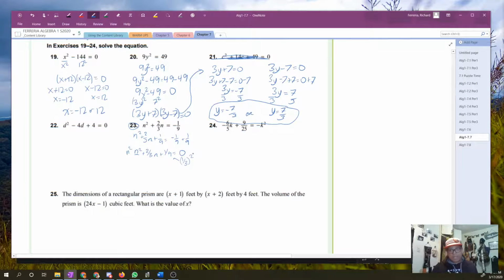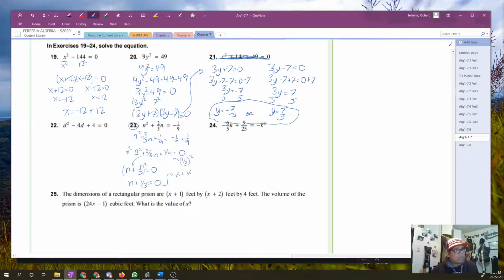All right, and we play by the same rules. This is n plus 1/3. I get the plus sign from there. The whole thing squared equals 0. And then the nice thing is that if it's a perfect square, you only have to solve this one time. N plus 1/3 is equal to 0.